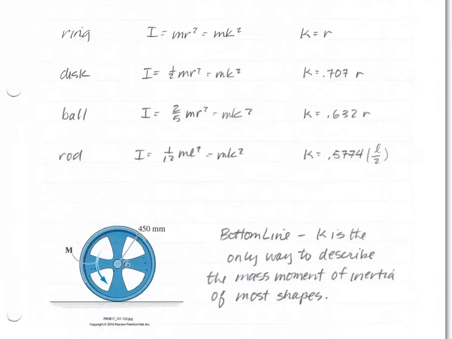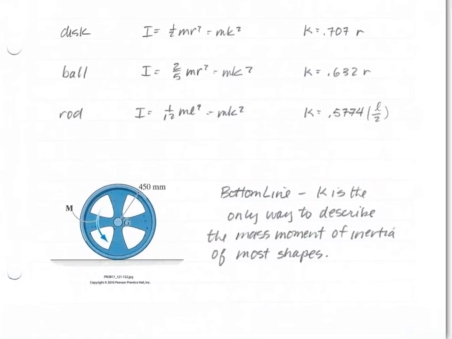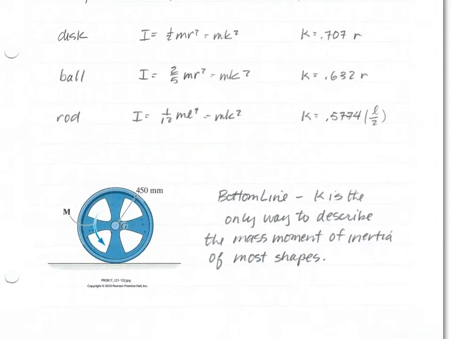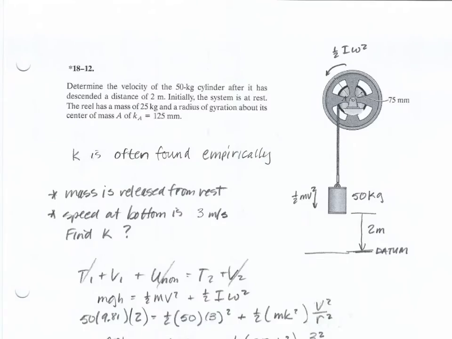Let's see, do I have anything else? Okay, so the bottom line here is that the only way to describe the mass moment of inertia of most shapes is using the radius of gyration. You can't really use an ideal shape most of the time. You use the k value because that's the appropriate way of describing a complex shape. Okay, sometimes k is discovered empirically.